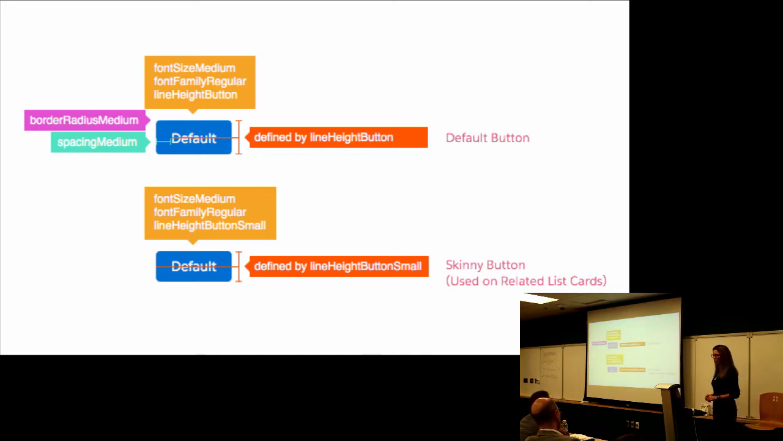Now, during the audit I mentioned earlier, we were able to identify common values, which we created tokens out of, and then our designers use those tokens to show how these components should be built. They spec them using the tokens rather than absolute values.